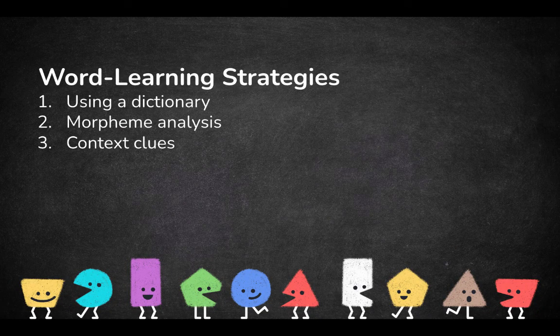In this video, I provided an overview of 3 ways students can figure out the meanings of unfamiliar words when they are reading independently. These strategies include using a dictionary, morphemic analysis, and context clues.